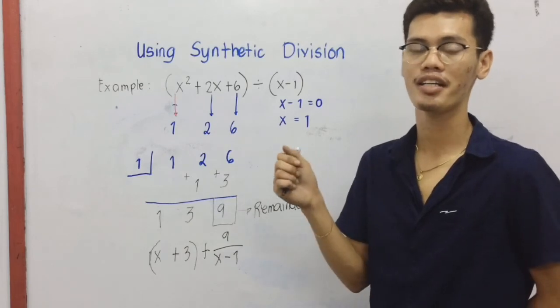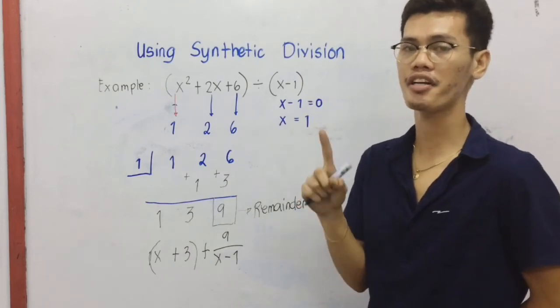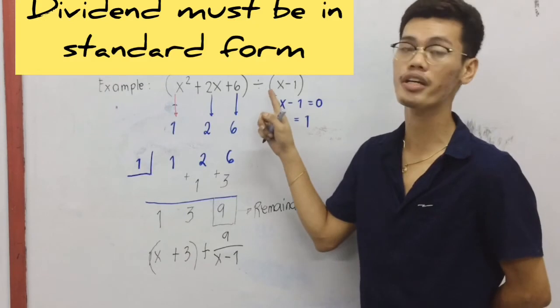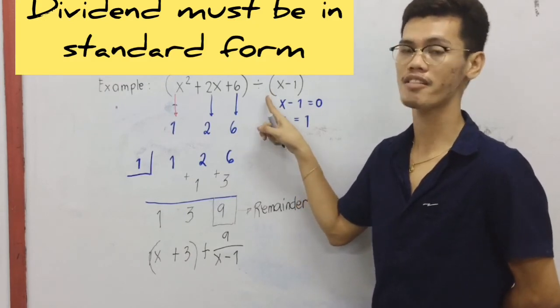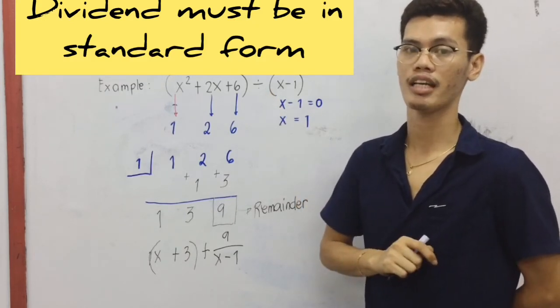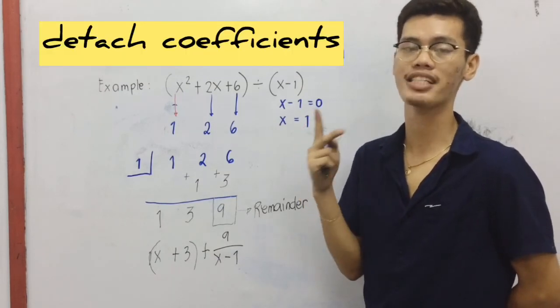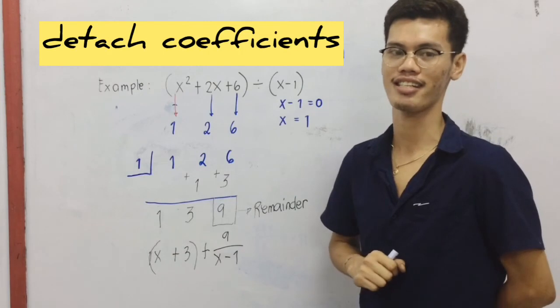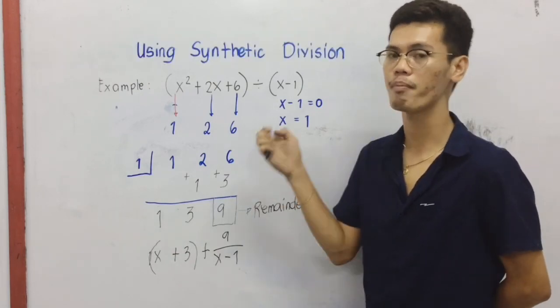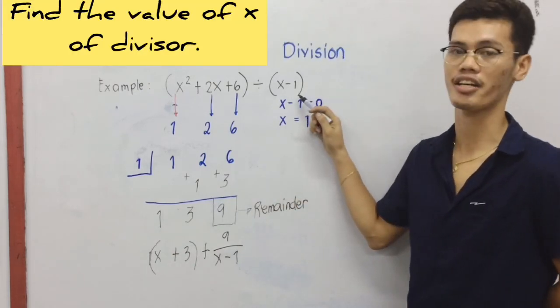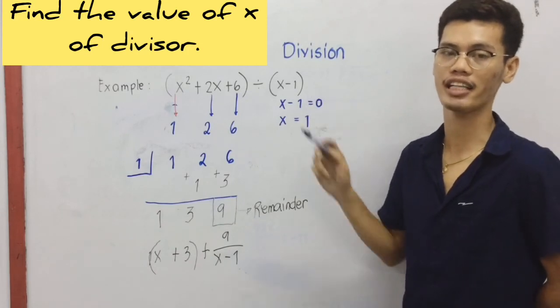Again, remember the three things. First is to see to it that your dividend must be in standard form. If it is in standard form already, second is you have to detach the coefficients. And lastly is to manipulate your divisor by finding the value of x.